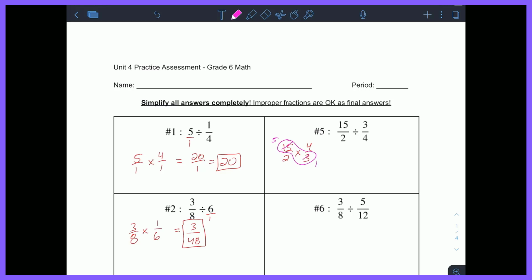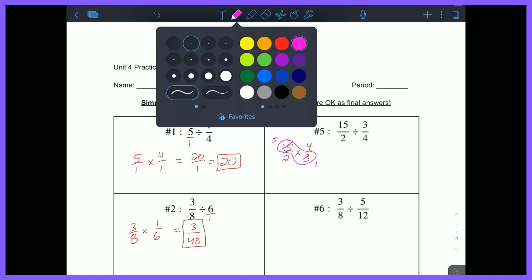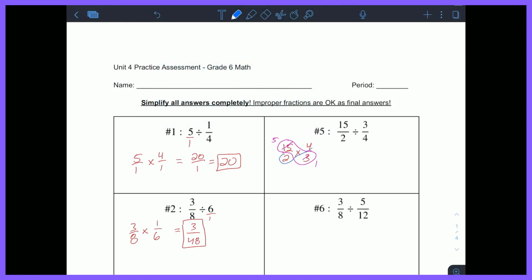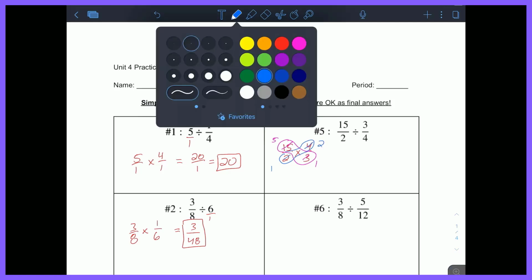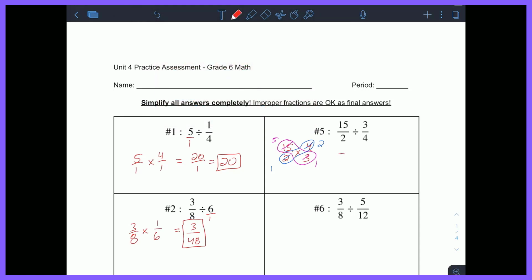Additionally, the other diagonal, 2 and 4, I'll change my color, 2 and 4, you could divide by 2. So 4 divided by 2 is 2, and 2 divided by 2 is 1. Once we've simplified everything, we'll go back to red, we just do top times top, which is 5 times 2 is 10, and bottom times bottom, it's 1, and 10 over 1, of course, is 10.